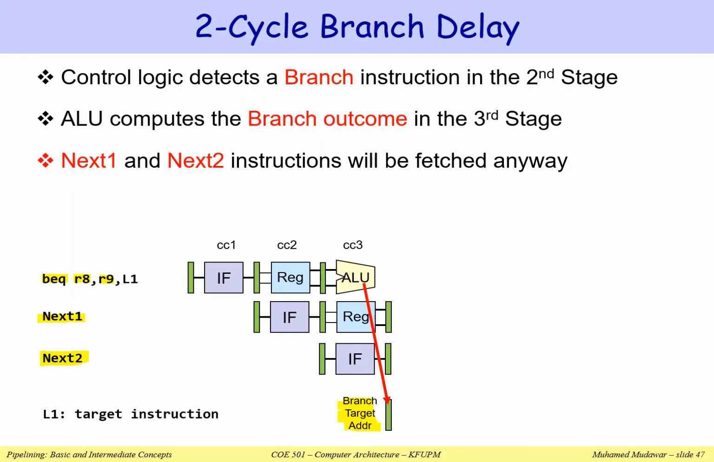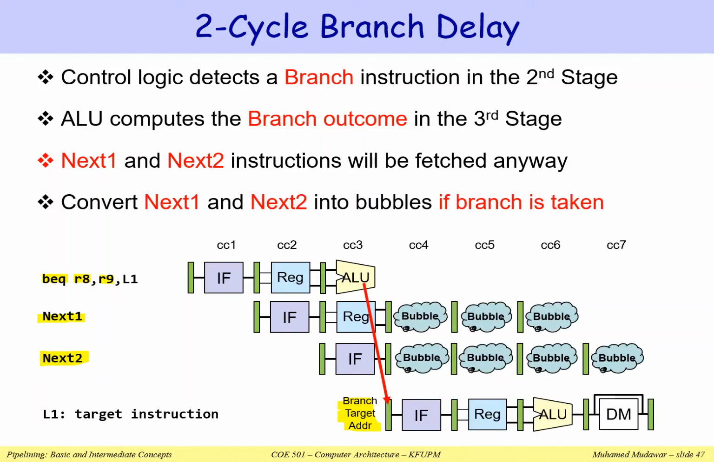Now, we cannot allow next 1 and next 2 to complete and write the results into the register file, or, if we have a store instruction, we cannot allow the store instruction to store the data in the data cache. So for this reason, we have to convert next 1 and next 2 into bubbles. So we have to kill these 2 instructions. When we convert them into bubbles, they will have no effect on the pipeline, and they will not update the state of the pipeline. So this way we can get rid of next 1 and next 2.